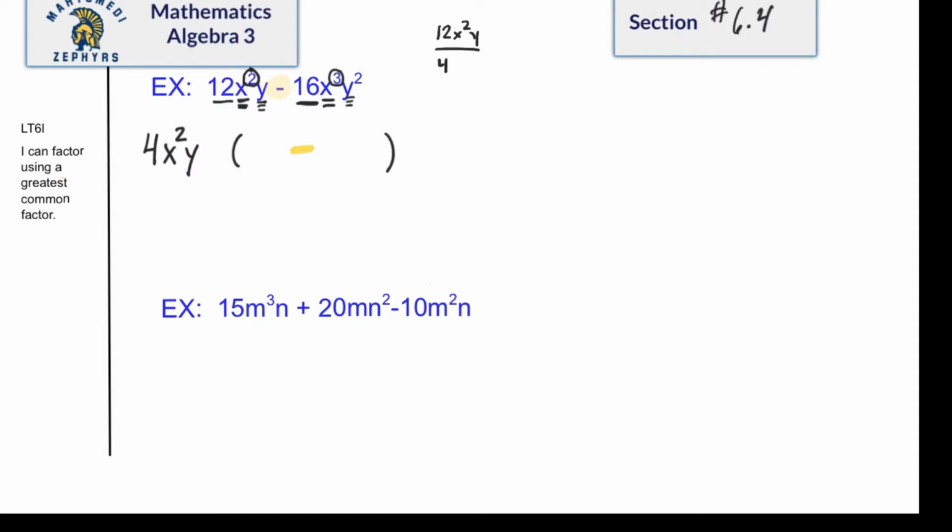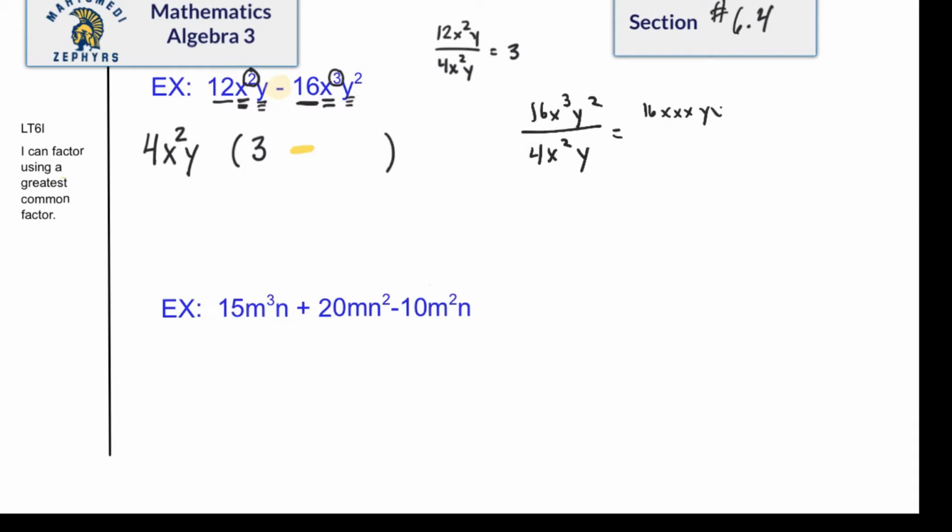Factoring is division. 12x squared y, if we take out a 4x squared y, leaves us with a 3. So our first term, when we factor, has a 3 left in our parentheses. Now we're going to take the 16x cubed y squared and divide that by our greatest common factor, 4x squared y.